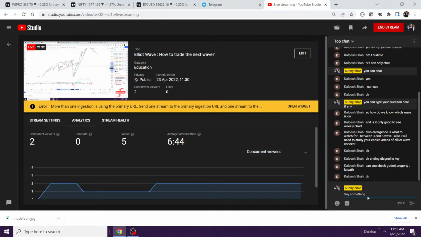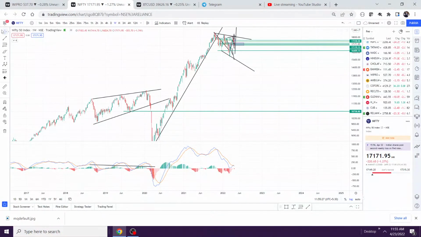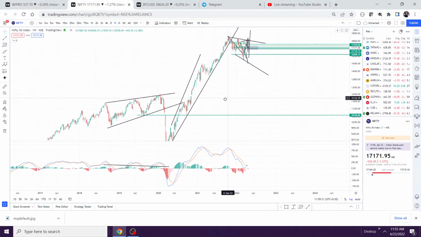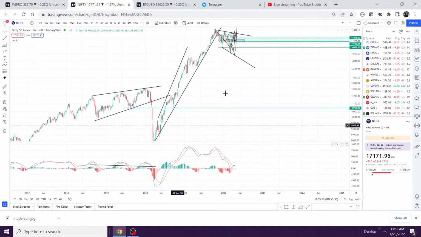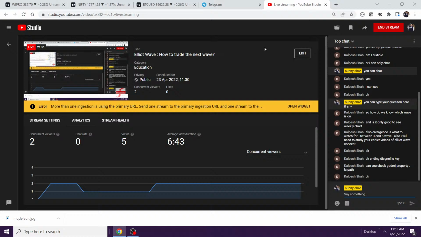So let us close this stream today. Other participants will also join, and we can discuss what the other forms of correction are, because it's very easy to identify an impulsive move, but it gets hard to identify whether this is a corrective pattern or the next impulsive move to the downside. So we will learn about those maybe in future streams.